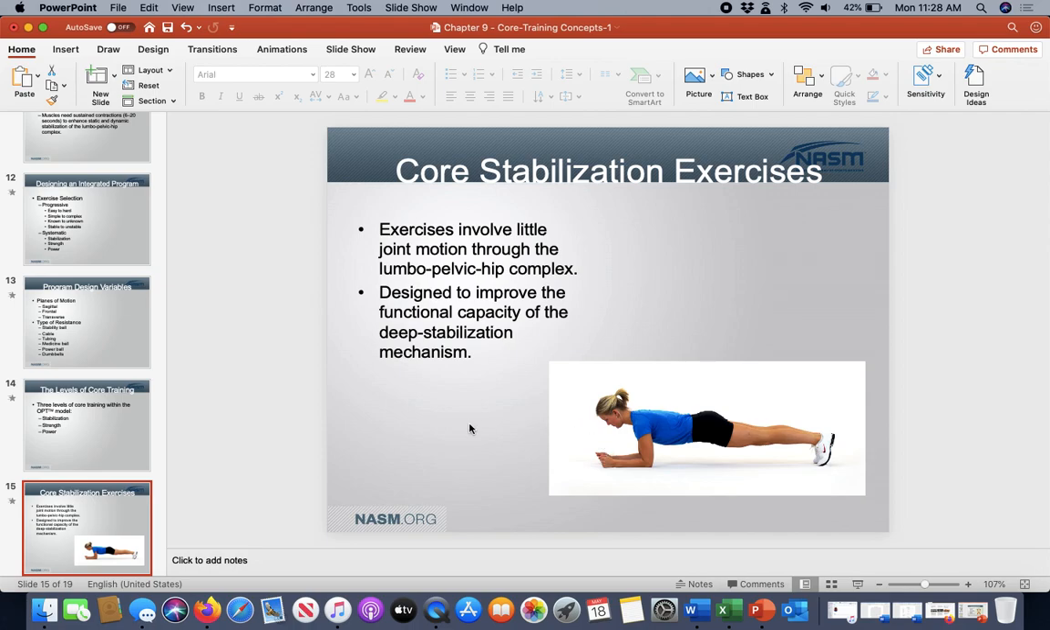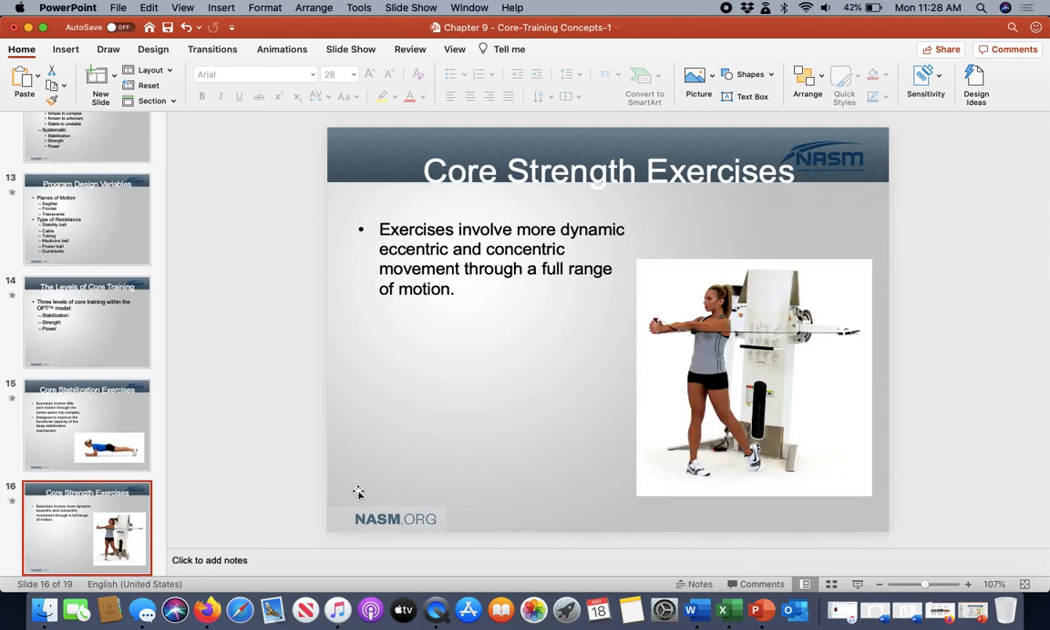But what is the whole purpose of this? It's like it says here, deep stabilization. It's about trying to enhance both the local and global stabilizers to make them stable, so that when it comes to movement, those areas stay stable while the movement system takes over and does its job in terms of propelling limbs. Okay. Core strength base.